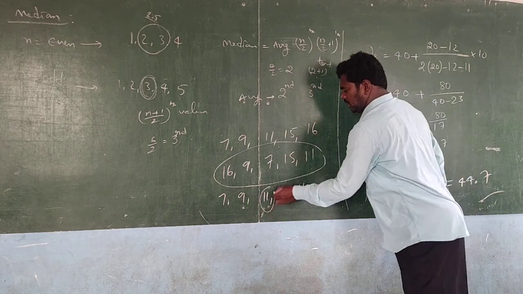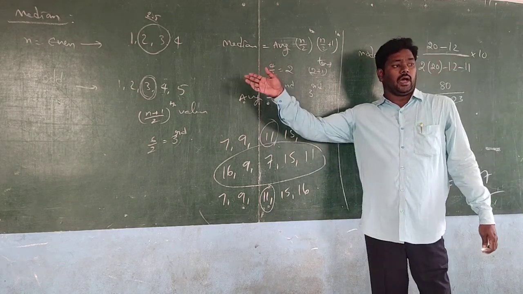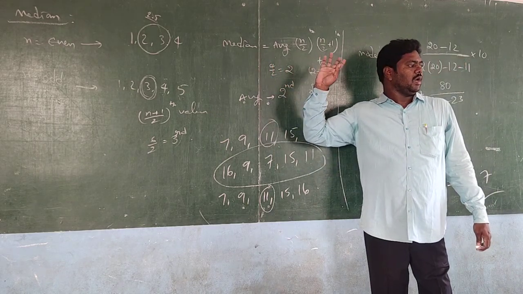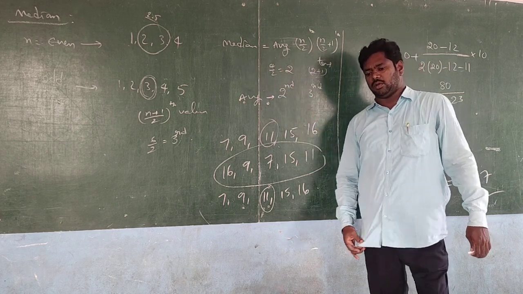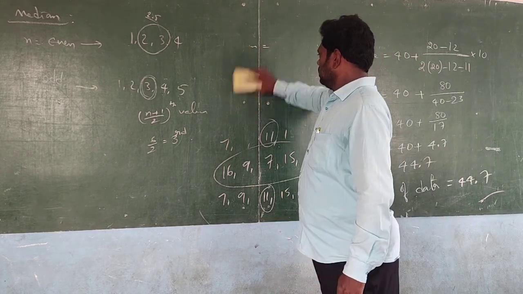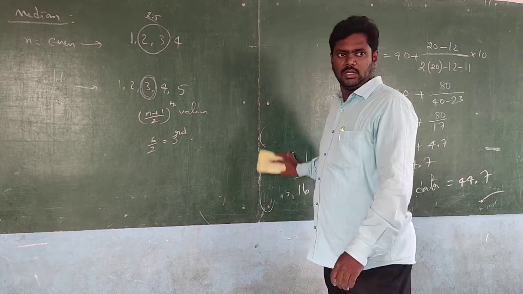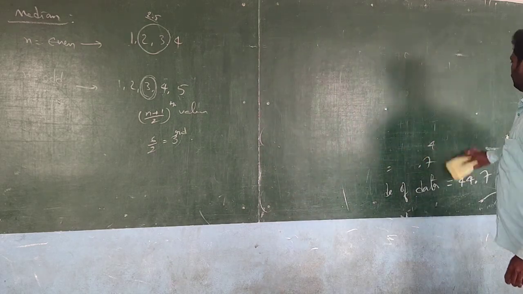Then you can choose this as the median. Okay, for the grouped data and ungrouped data. For the ungrouped data, if N is even and N is odd, there are two cases. Okay, next. So, again, we put notes also about this. Next, grouped data formula.